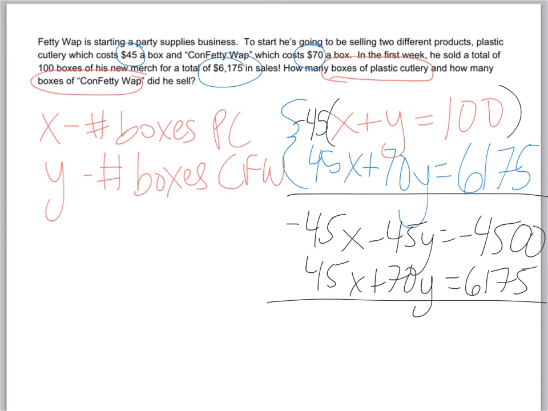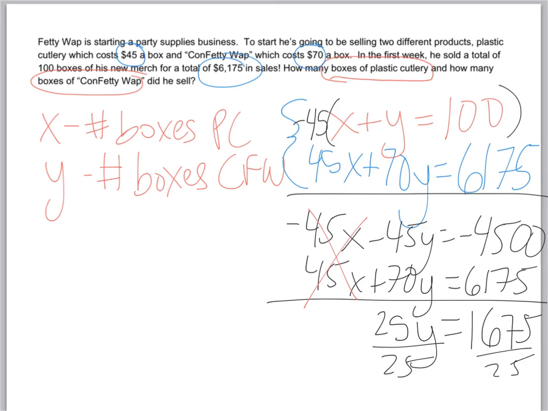And now I can add them. Well, the x's are going to cancel out. That's the whole point of what I just did by multiplying by negative 45. Over here, I'm going to get 25y, and that's going to equal 1,675. Well, how am I going to solve for y now? I'm going to have to divide by 25. And that's going to give me 67. So 67 boxes of confetti wap.